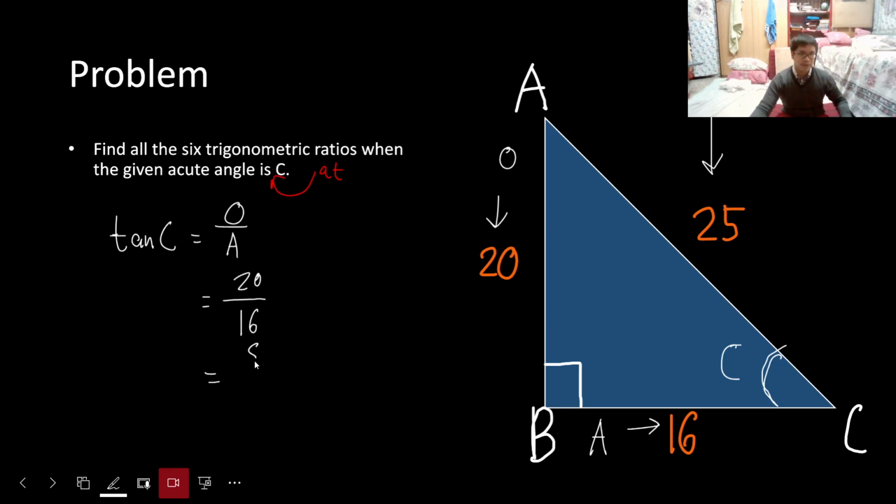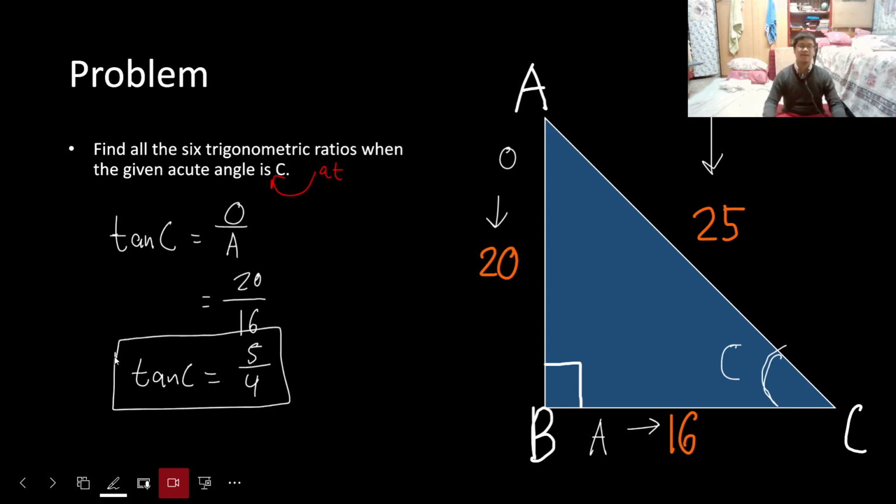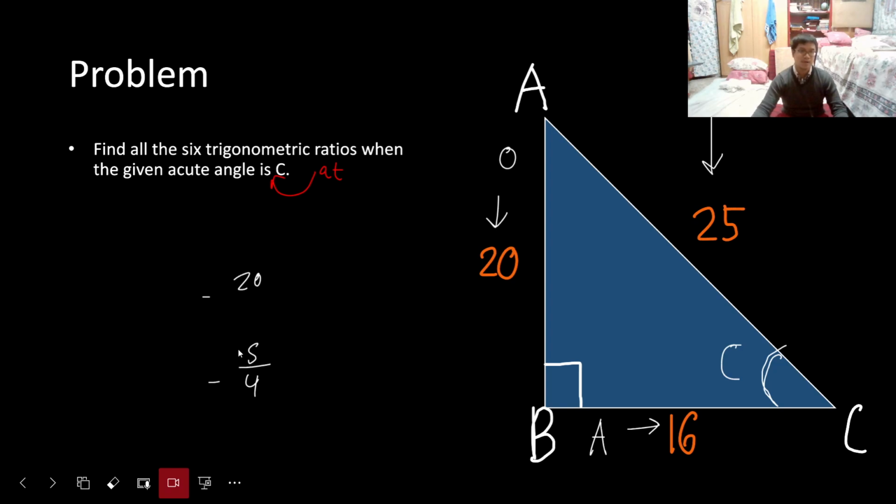20 divided by 4 is 5, and 16 divided by 4 is 4. This one is already simplified, so we can leave it as our final answer. So it's 5 all over 4. Okay? So 3 more. These 3 trigonometric ratios are the reciprocals of the trigonometric ratios we found.